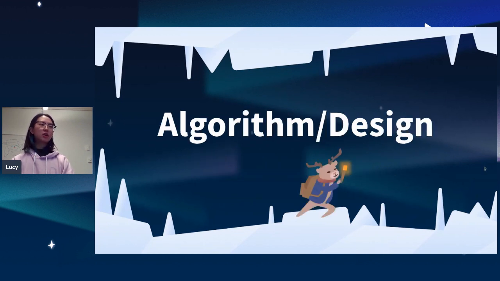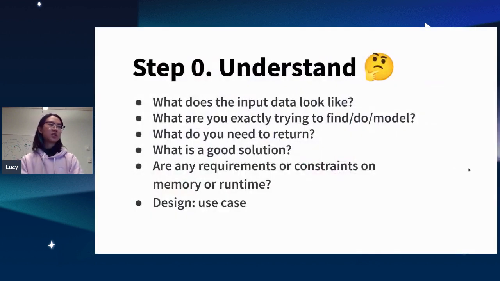So we'll first go over algorithm and design, and then we'll go over debugging after. So the first thing you always want to do is understand the problem. If you try to solve a problem without understanding it, I would say 99% of the time you will not be able to find the correct solution. So firstly, you always want to understand, what does the input data look like? For instance, for a string, is the input literally a string, or is it a list of characters? That can determine how your algorithm or design will be shaped.